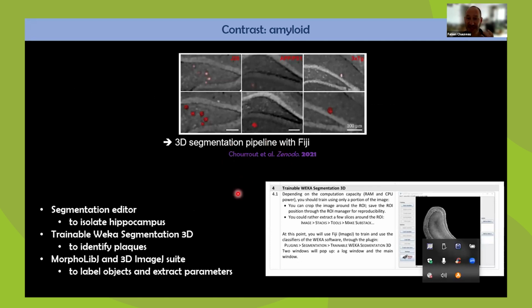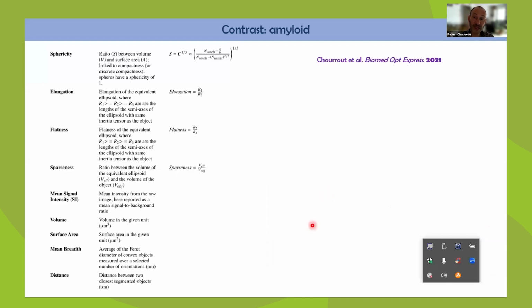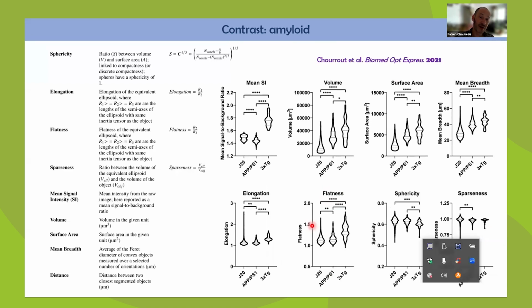So to put numbers on that, we first had to develop a 3D segmentation pipeline, and Mathieu Chauveau, during his PhD, succeeded in doing it with Fiji, which is a popular tool for biologists. He used a combination of plugins: the Segmentation Editor, the Weka plugin to do machine learning, so that you teach the computer how to properly segment your plaques, and then other plugins such as MorphoLibJ from David Legland, which enable you to extract a set of 3D parameters. This pipeline is described in detail and available on Zenodo, and you could actually use it for any kind of 3D segmentation. What is important here is that you end up with a new set of parameters.